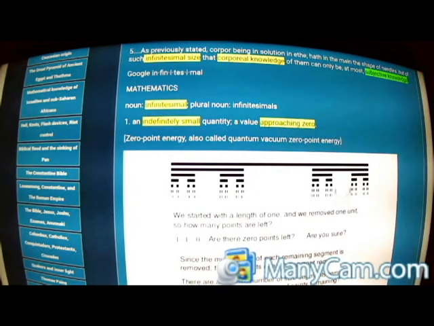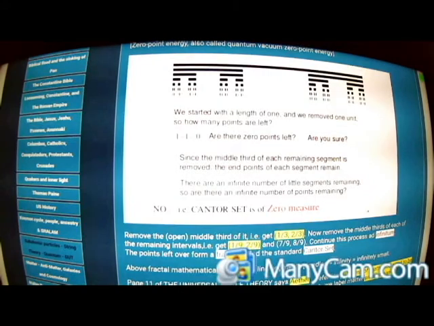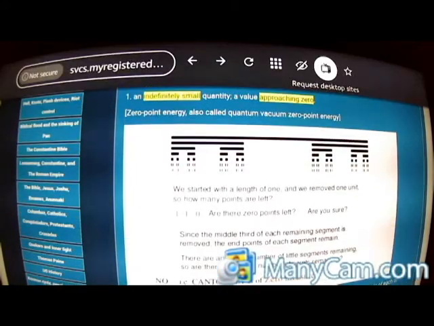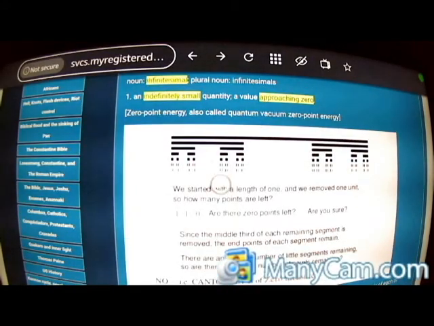And right here in something called, in mathematics, the Cantor set, you start out with a length of 1, and we remove 1 unit. So how many points are left? 1 minus 1 equals 0. Are there 0 points left?